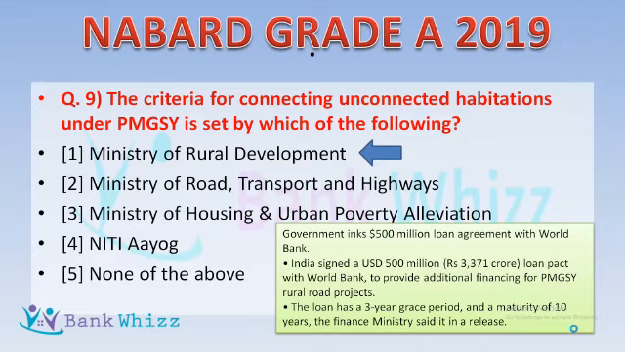Friends, the government inks $500 million loan agreement with World Bank. India signed a USD 500 million, that's to say rupees 3,371 crore loan pact with World Bank to provide additional financing for PMGSY rural road projects. The loan has a 3-year grace period and a maturity of 10 years. The Finance Ministry said it in a release.